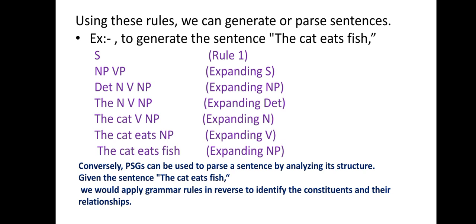That is the fifth line. And in the sixth line, the verb is replaced with "eats", right? And in the last line, the noun phrase is replaced with the fish. So: the cat eats fish. This is the order in which we can generate sentences.